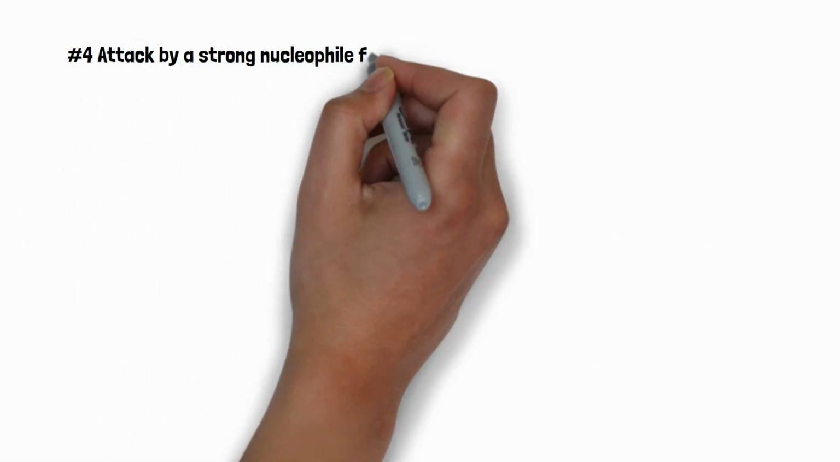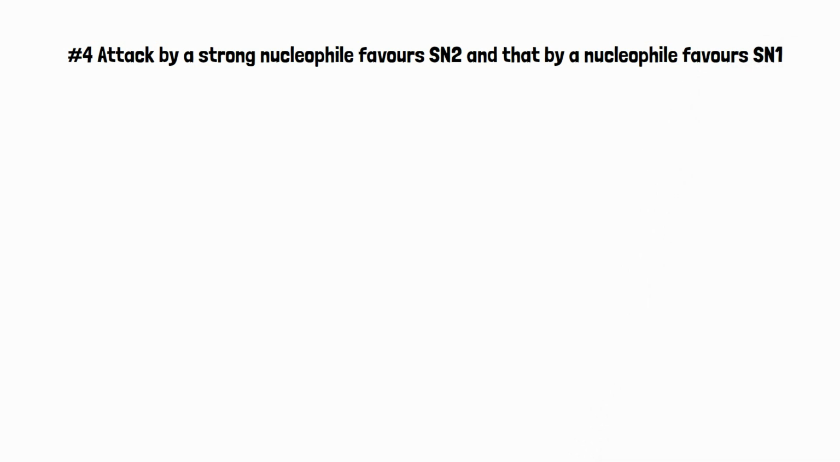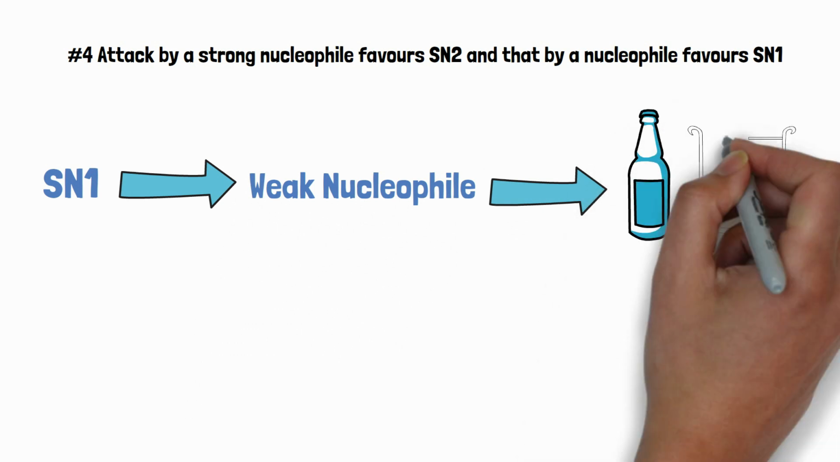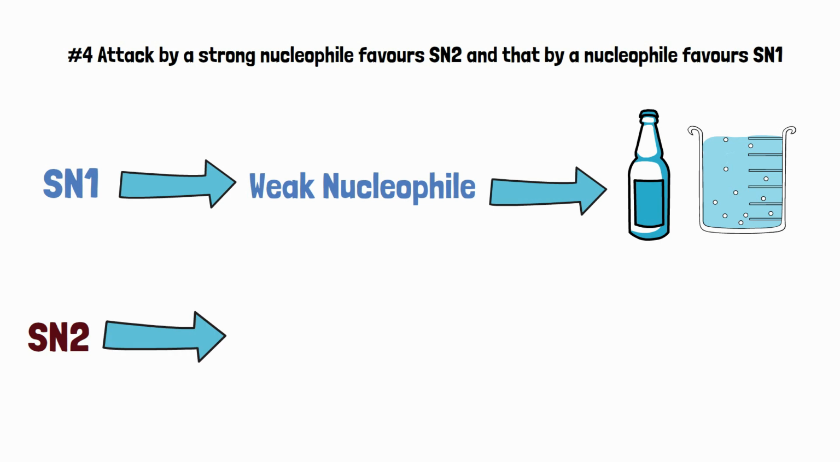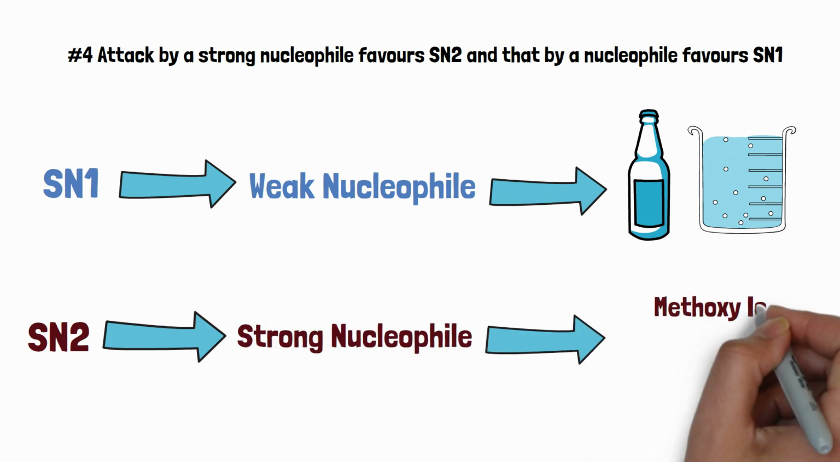Number 4, attack by a strong nucleophile favors SN2, and that by a weak nucleophile favors SN1. SN1 reaction generally proceeds with weak nucleophiles, such as ethanol, methanol, water. SN2, on the other hand, proceeds with strong nucleophiles such as methoxide ion, hydroxide ion, cyanide ion, etc.